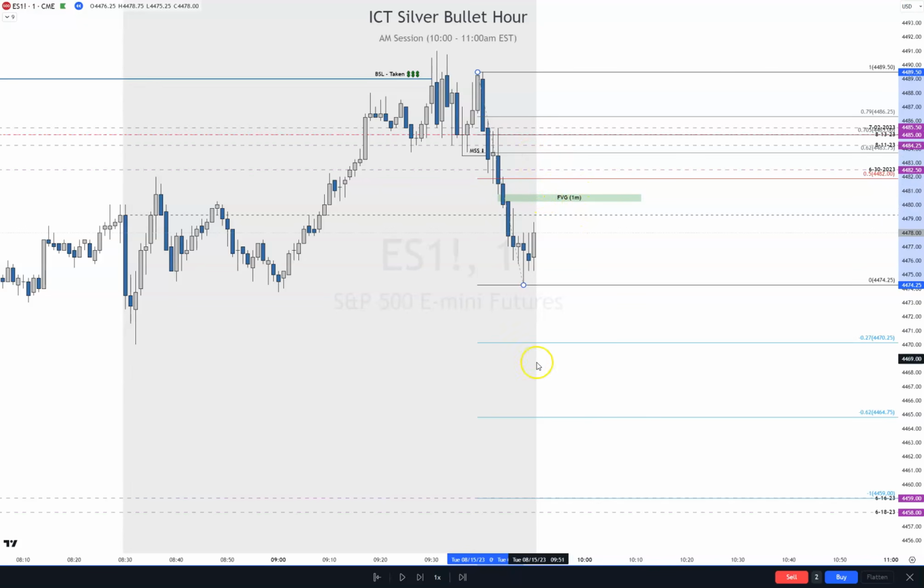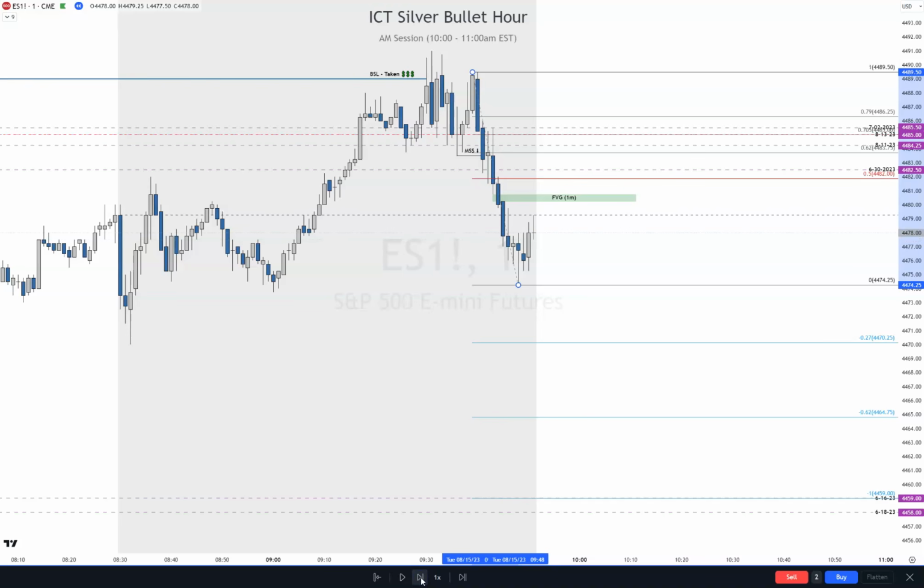Max is 5 handles, but I'm aiming for the new week opening gap right down here, because I like to go from new week opening gap to new week opening gap. We have break of structure. We have 2022 mentorship model right here. Ideally, you would like to wait to try and get up to the equilibrium, but you can take it right here if you'd like.